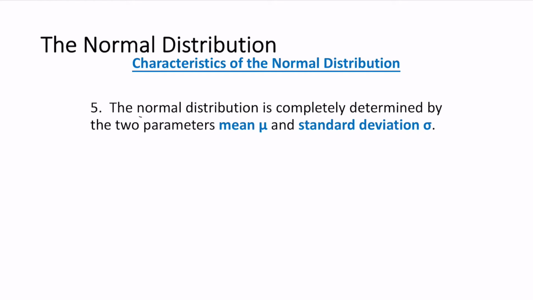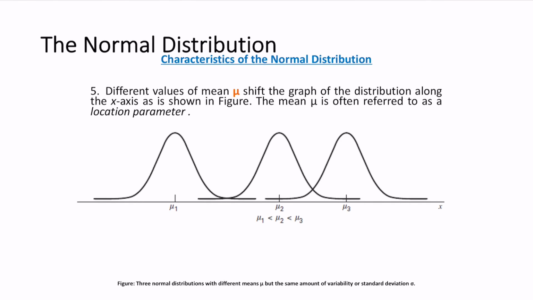Next, the last characteristic is that the normal distribution is completely determined by two parameters, mean and standard deviation. For the entirety of the normal distribution, you just need to know the mean and the standard deviation. With those two values, you can represent the entire normal distribution. Now let's take a look at this diagram. It shows different means, mu1, mu2 and mu3. Because their height is the same, they have the same sigma, so sigma 1 equals sigma 2 equals sigma 3. The height represents the sigma value and the center represents the mean.